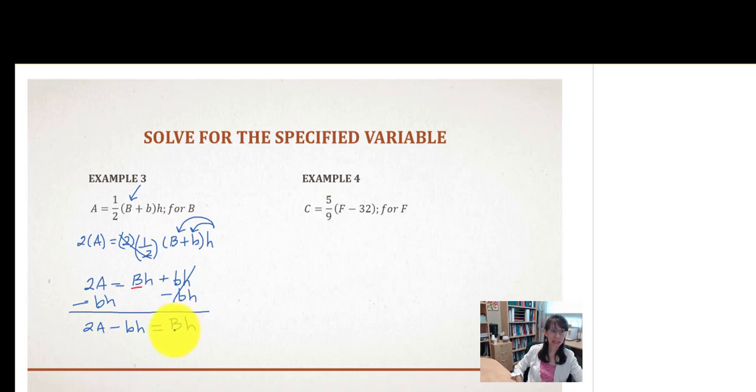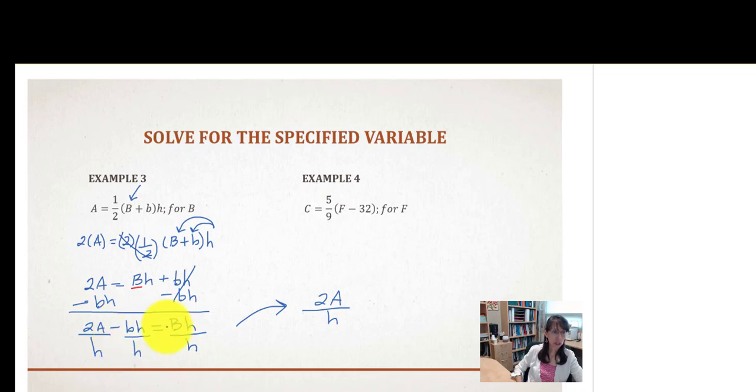If we're trying to isolate capital B and it's multiplied by h, division by h will help us to eliminate h. So every term is divided by h. What we notice in the first term, 2a divided by h, there are no common variables there. So the 2a divided by h will remain.